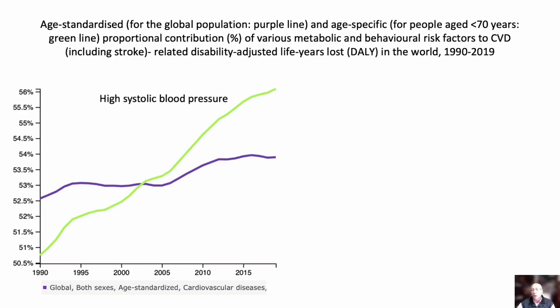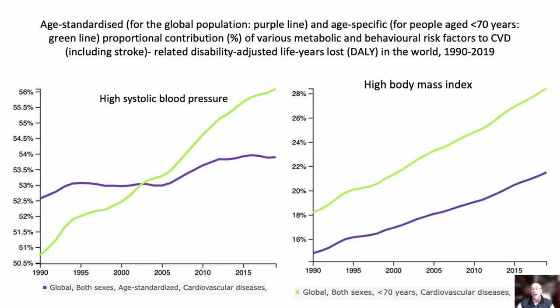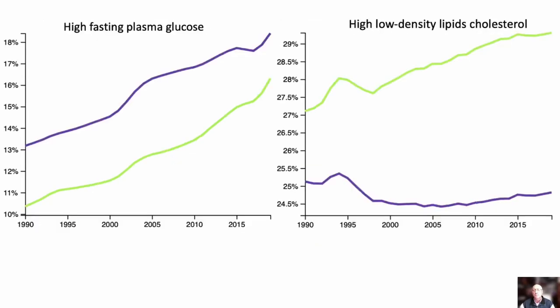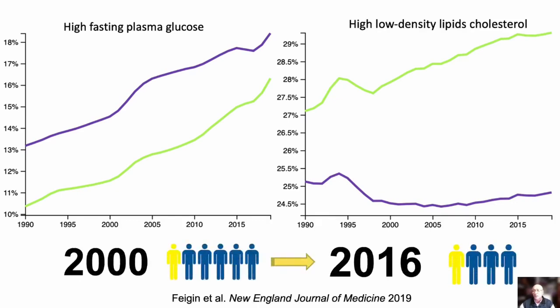Importantly, there have been notable global trends over the last decade and in people younger than 70 years towards an increasing proportional contribution of some important risk factors to cardiovascular disease-associated DALYs, disability-adjusted life years lost, such as high systolic blood pressure, shown here, high body mass index, high fasting glucose, and high low-density cholesterol. Over the last three decades, there was also a 50% increase in the lifetime risk of stroke.